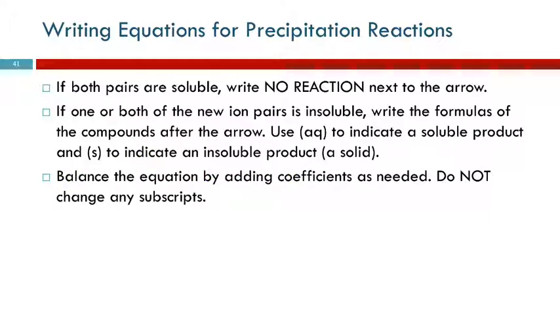Okay, now here's an unfortunate coincidence of letters. Soluble starts with S, and solid starts with S. And so what does this S mean? S is a physical state. S means solid. AQ means dissolved in water. The soluble one is aqueous, it's dissolved in water. So try not to get those mixed up. Then you have to balance the equation. Again, don't change any of the subscripts.